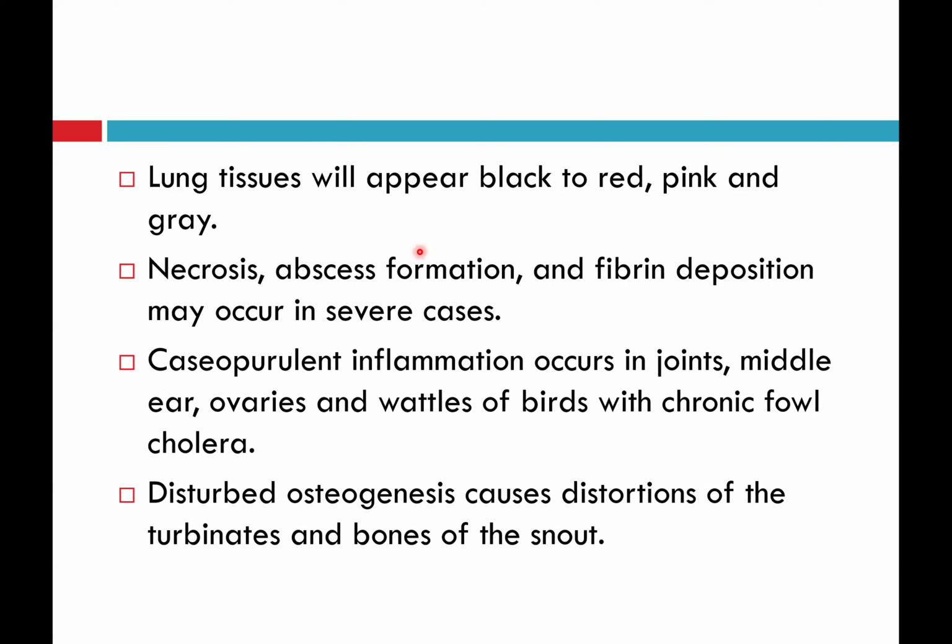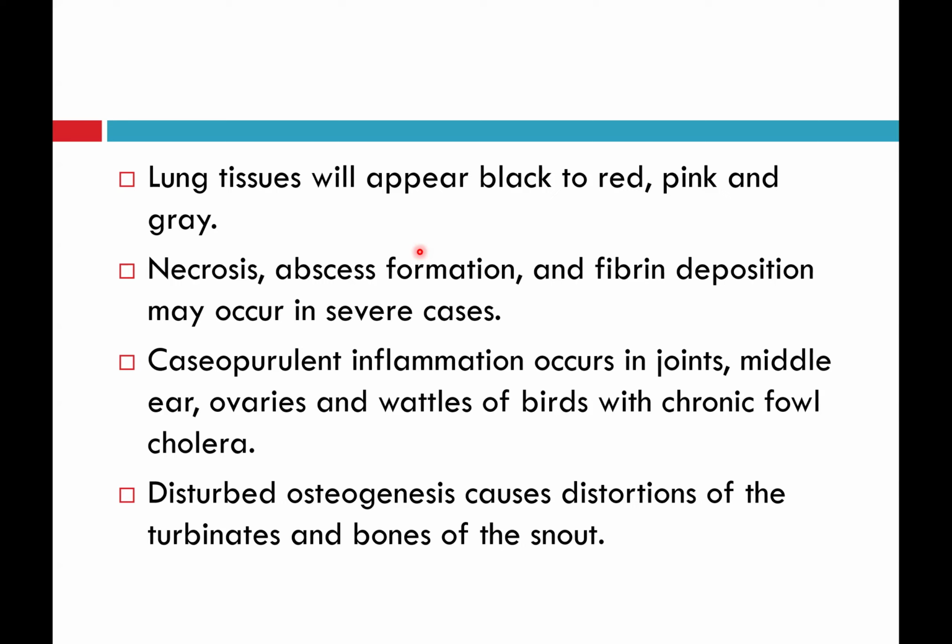The lung tissues will appear black to red, pink, and gray, and there may be necrosis, abscess formation, and fibrin deposition in severe cases. In other parts of the body, the bacteria can also spread through the joints, the ears, ovaries, wattles of birds. This is in chronic fowl cholera.